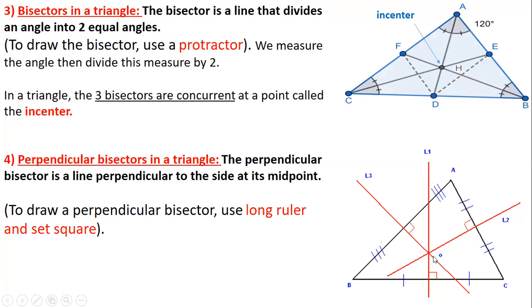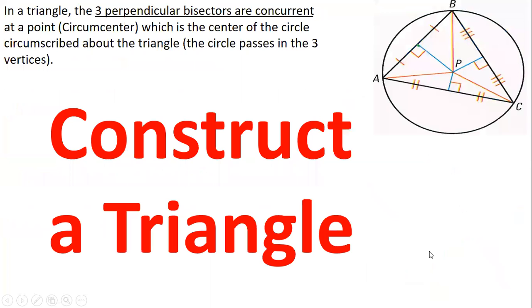And the 3 perpendicular bisectors in a triangle are concurrent. But this point of intersection, we call it circumcenter. So the intersection of the 3 perpendicular bisectors, we call it circumcenter.